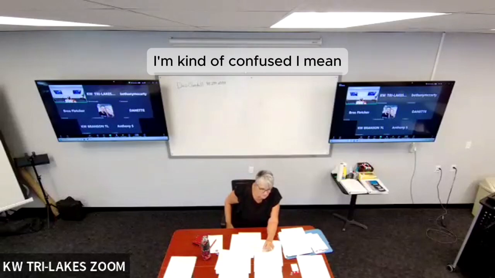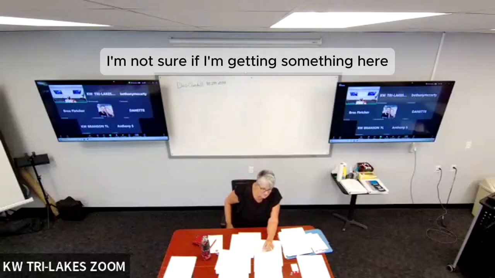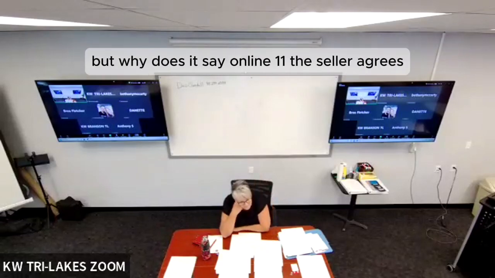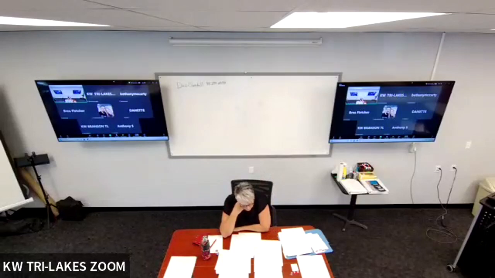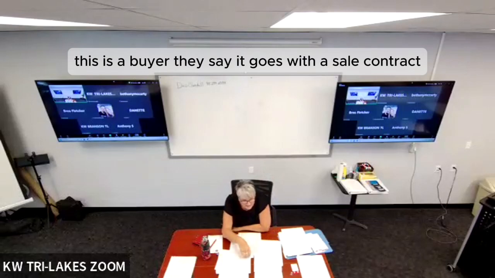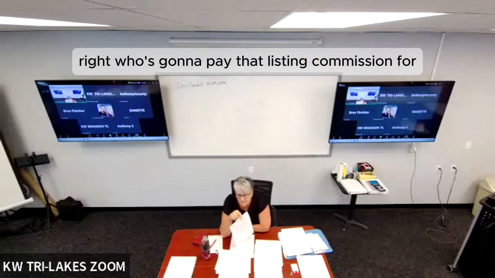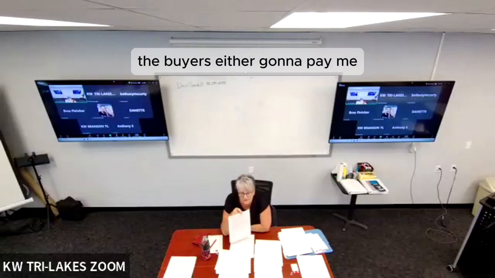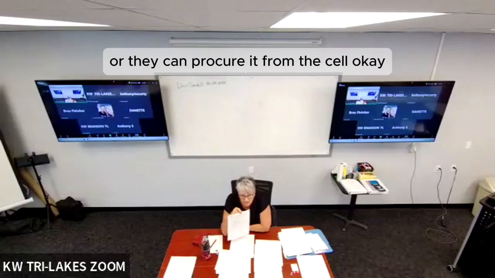I'm kind of confused. I'm not sure if I'm getting something here, but why does it say on line 11, the seller agrees? I thought this is the buyer. This is a buyer, it goes with a sale contract. Right. Who's going to pay that listing commission? Well, the buyer is either going to pay me or, if they can, procure it from the seller.